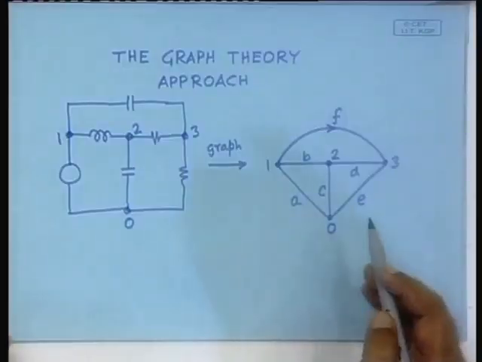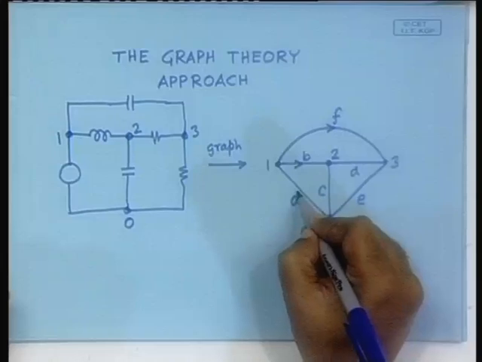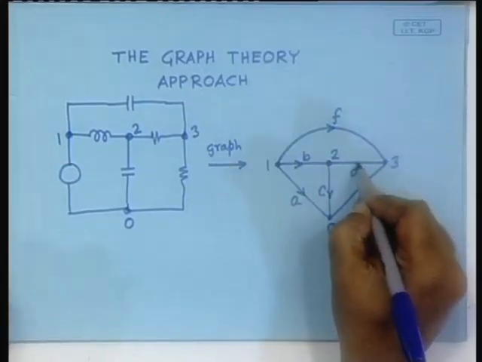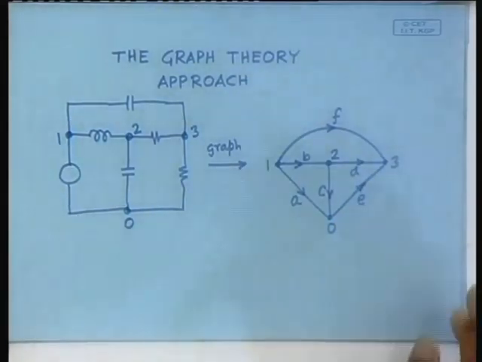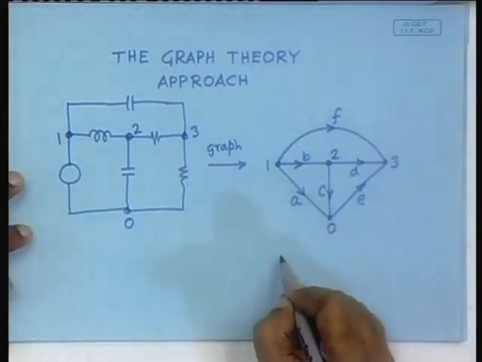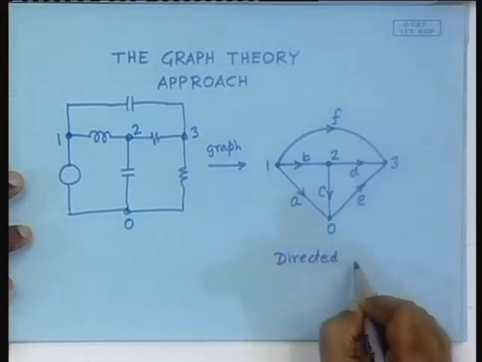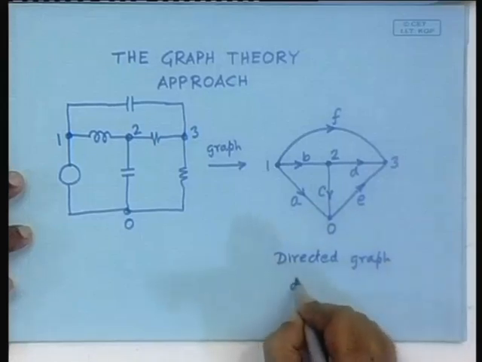So, this way we will direct all the branches of the graph. So, suppose I direct it like this, like that, these are all arbitrary, I just gave. So, whenever I have given the directions, it is called a directed graph, or in some books you will also find digraph.